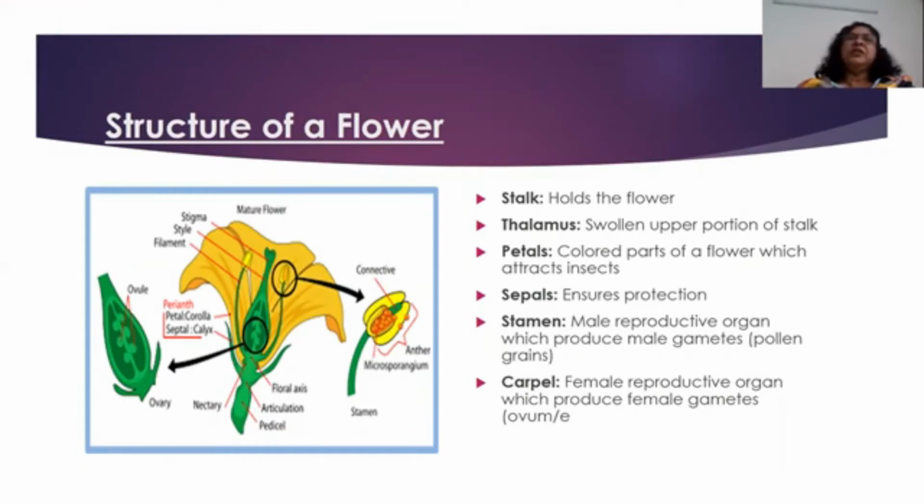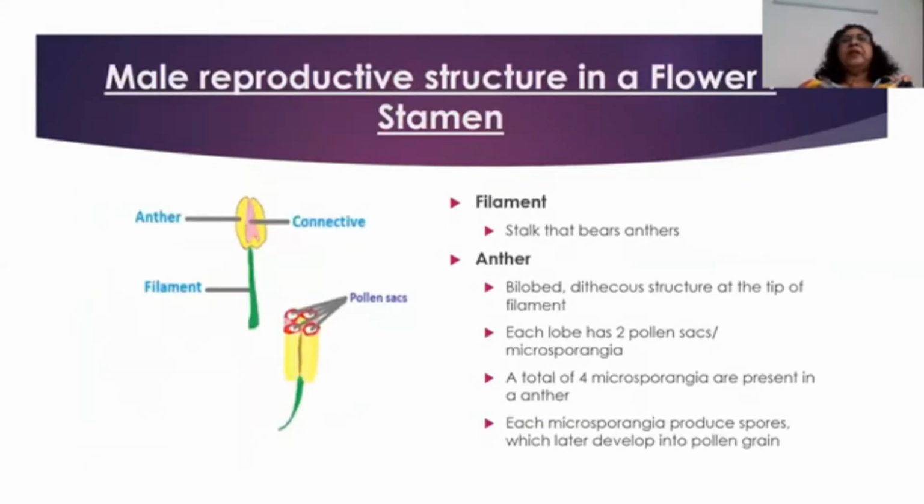These stamens further consist of anther and filament, and the anther produces pollen grains, which produce male gametes. Then there is a female reproductive part, that is the gynoecium or the carpel, that produces female gametes. Now let us see the structure of a stamen. A stamen has 2 parts. One is the filament, that is the stalk, and the other part, the anther.